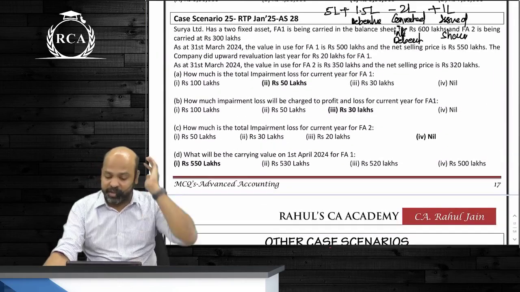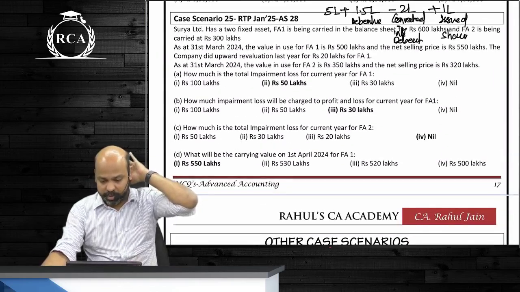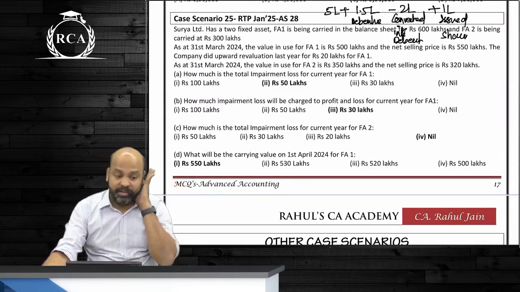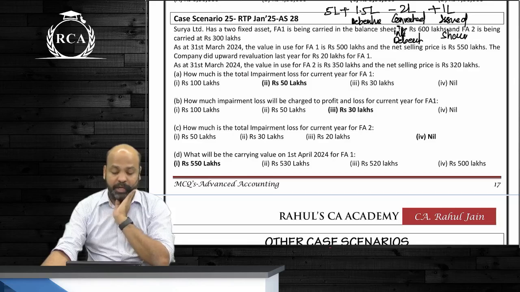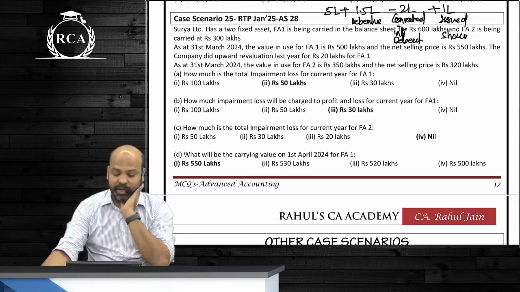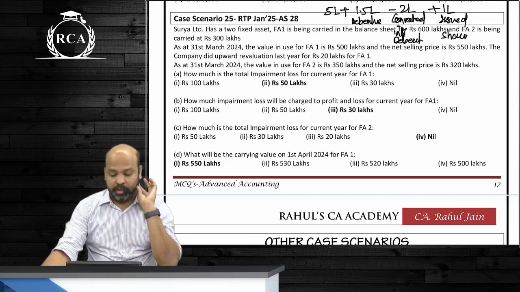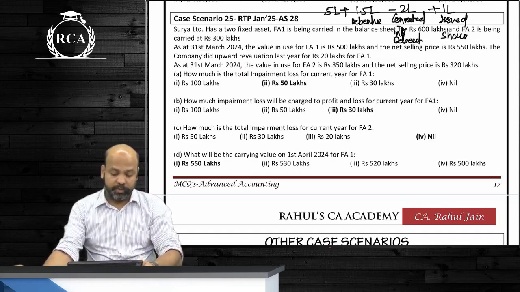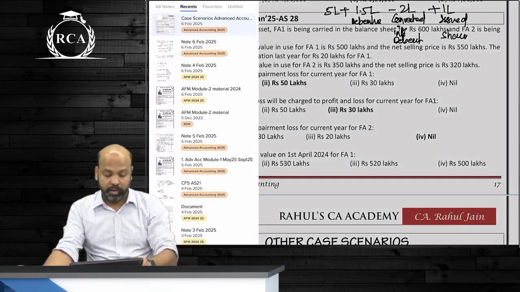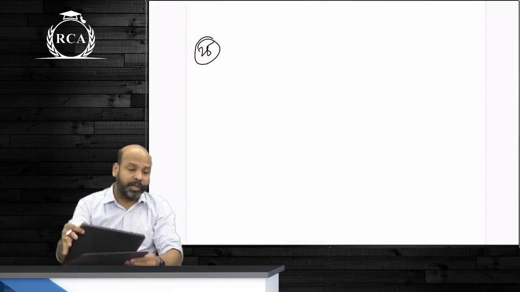So there are two assets, guys. FA1, FA2. FA1 is carried at 600 lakhs, FA2 at 300 lakhs. As on 31st March 2024, the value in use of FA1 is 500 lakhs, net selling price is 550 lakhs. The company did upward revaluation of FA1 last year for 20 lakhs. FA2 value in use is 350, net selling price is 320. So guys, this is in relation to impairment, guys.